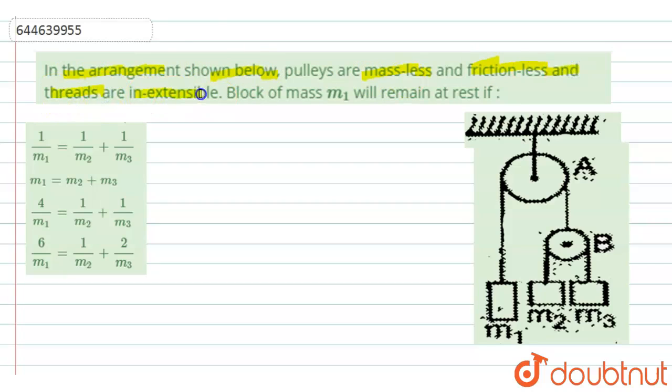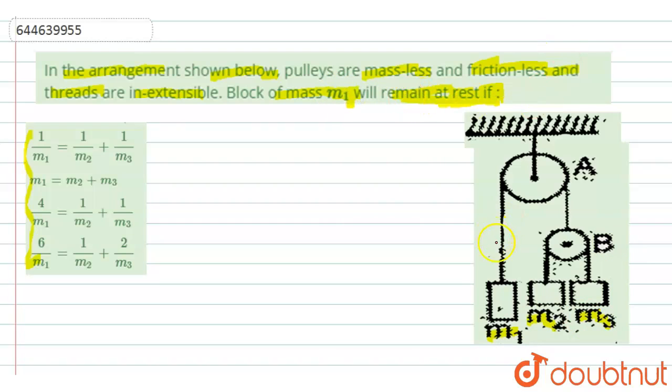The given question is, in the arrangement shown below, pulleys are massless and frictionless and threads are inextensible. Blocks of mass m1 will remain at rest if, and these are the given options we have. So now we are given an arrangement of two pulleys A and B on which three masses are hanging, m1, m2 and m3, and we are given the condition that mass m1 should remain at rest.